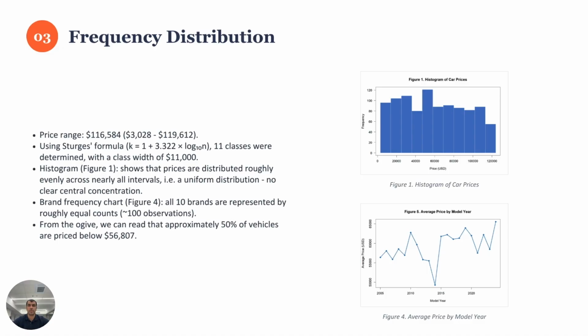Using Sturges' formula, we found 11 classes with a width of $11,000 each. As you can see in figure 1, prices are spread almost evenly across the whole range with no clear peak, a uniform distribution. Figure 4 shows brands are similarly balanced, and from the ogive, about 50% of cars are priced below $56,807. Now I will hand over to Mustafa, who will talk about central tendency, variation, and confidence intervals.